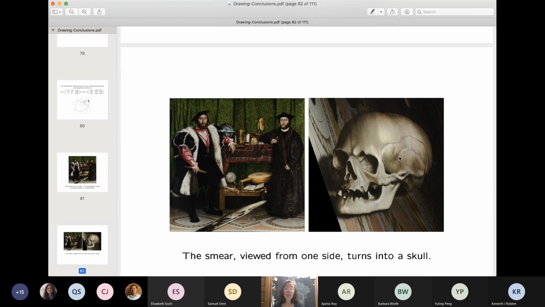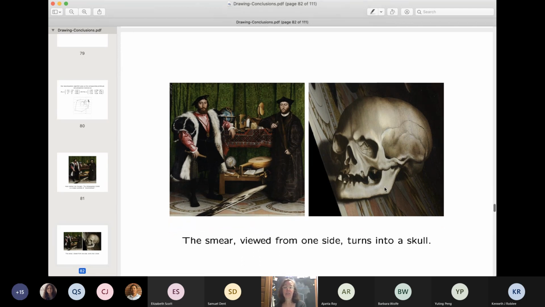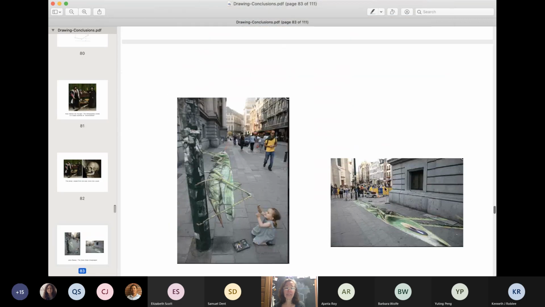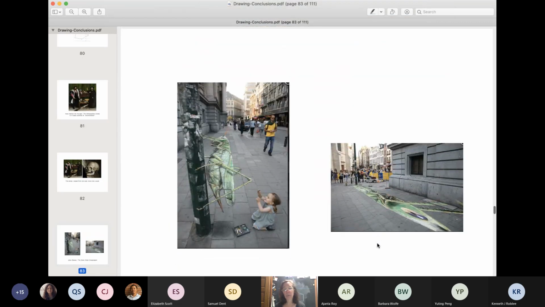Anamorphism is so cool that it's not just Hans Holbein who does it. Lots of even more modern artists do it. There's a sidewalk chalk artist named Julian Weber, and if you look at this from the wrong place, this is just a weird smear. This is a real kid. This is a real pole, but this is a drawing of a grasshopper, and the drawing stands out weird like this unless you stand in exactly the right place, in which it looks exactly like a grasshopper.